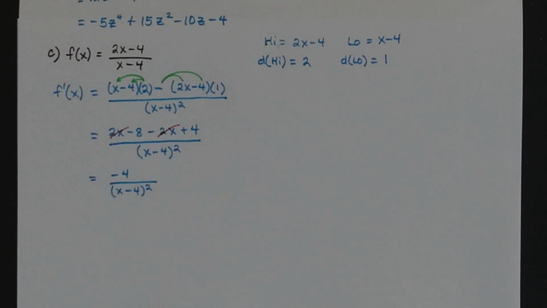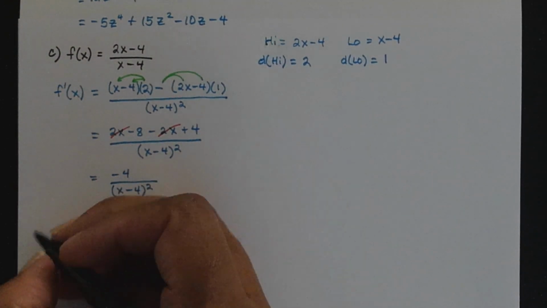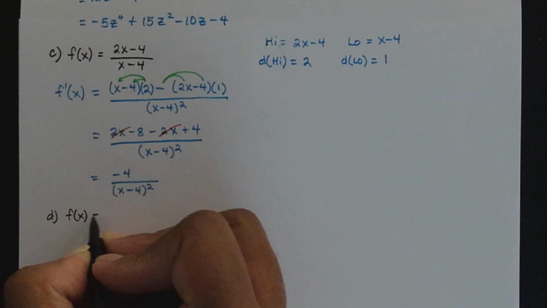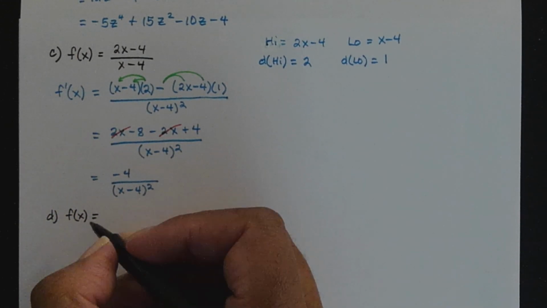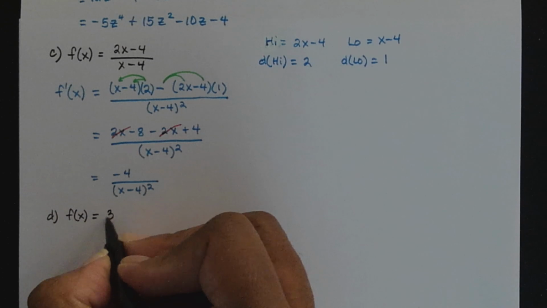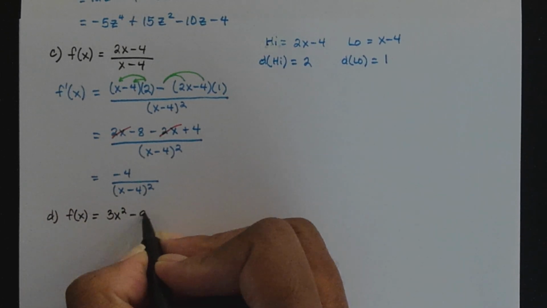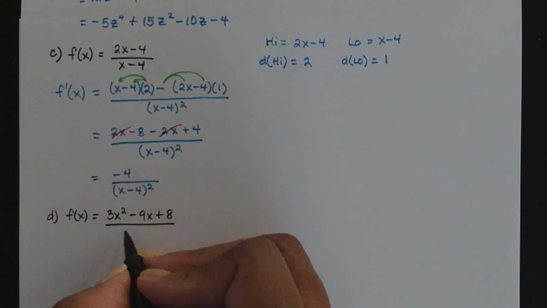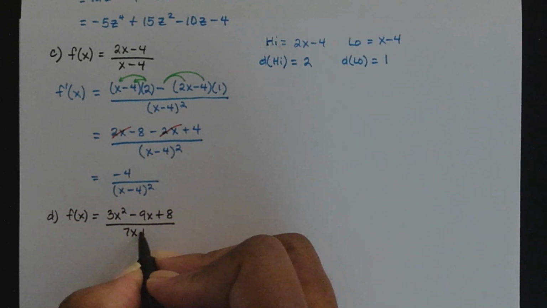Okay, part D is another problem using the quotient rule. And here we got f of x is equal to, let's see, we got 3x squared minus 9x plus 8. And all that's divided by 7x plus 1.